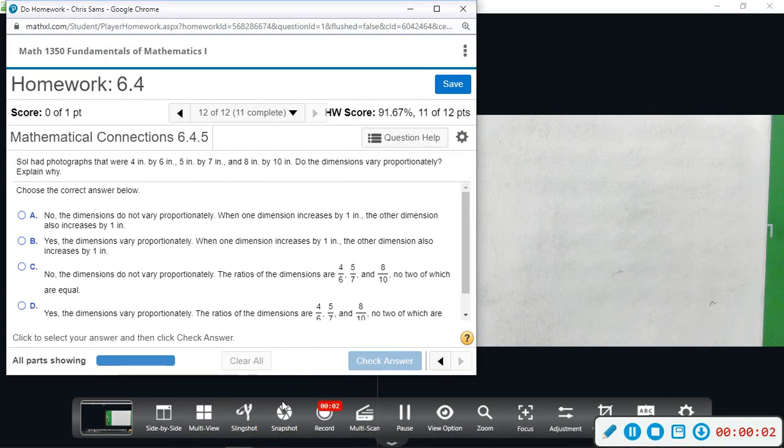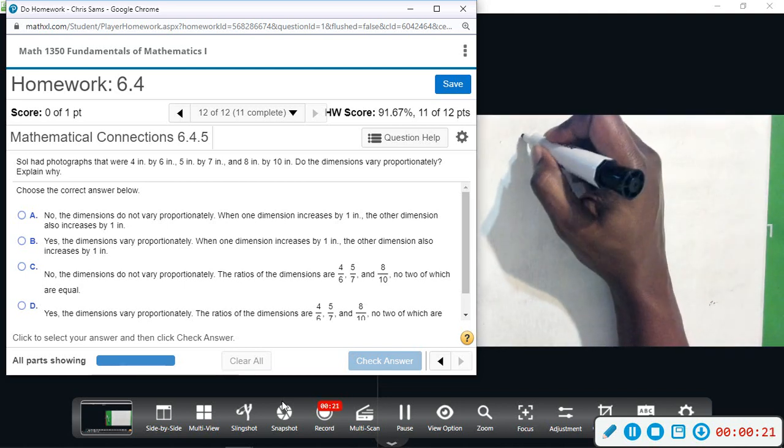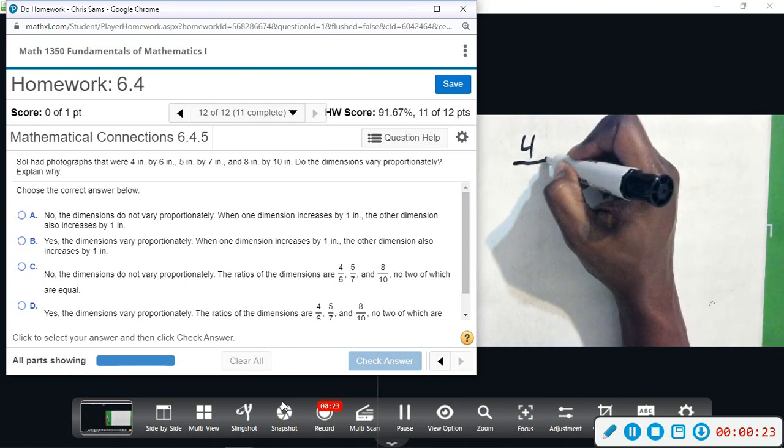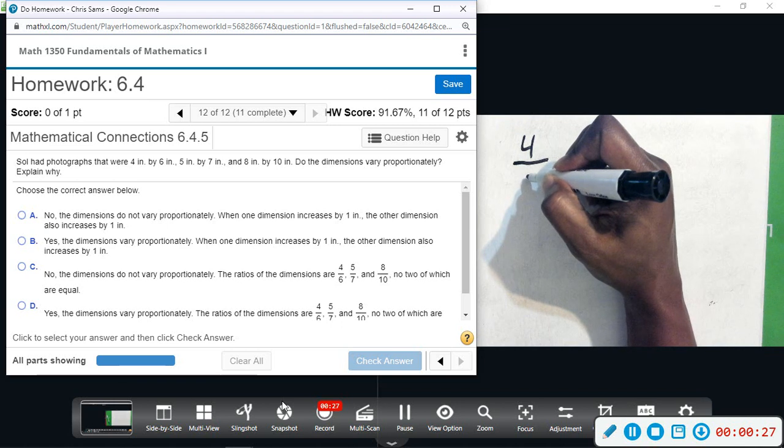All right, number 12. Saul had photographs that were 4 by 6, 5 by 7, and 8 by 10. Do the dimensions vary proportionately? So we want to know, are they all proportionate or equal? Which means we can use some common factor to go from one to the other.